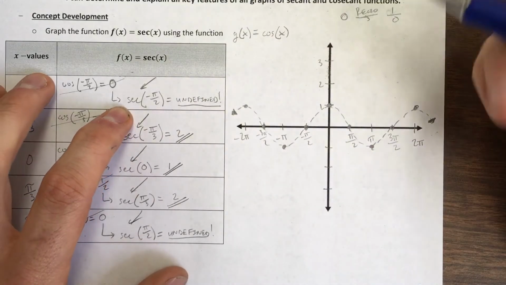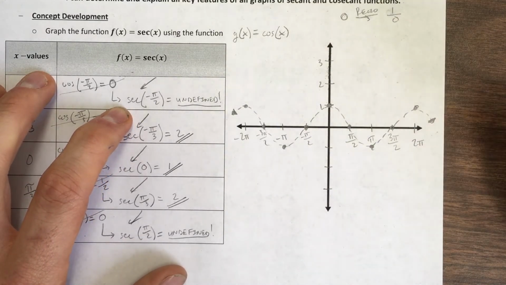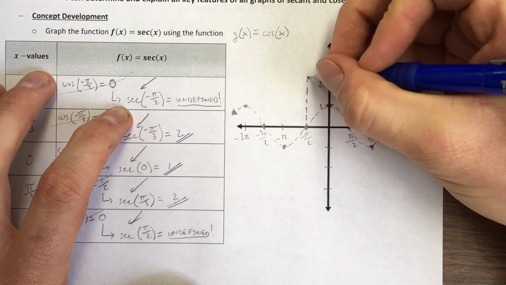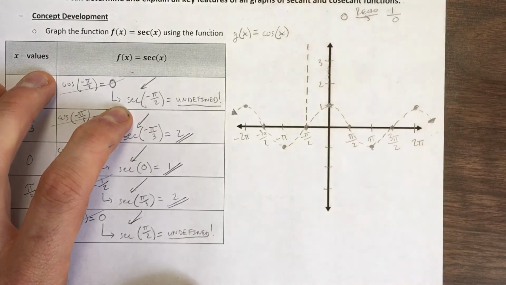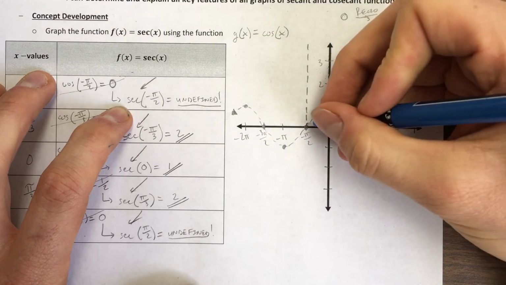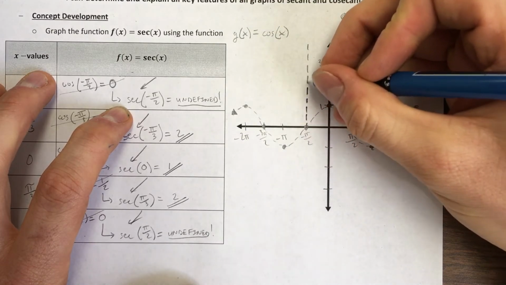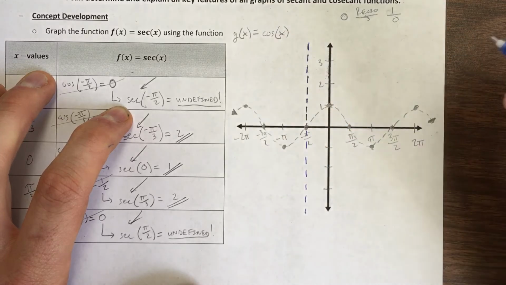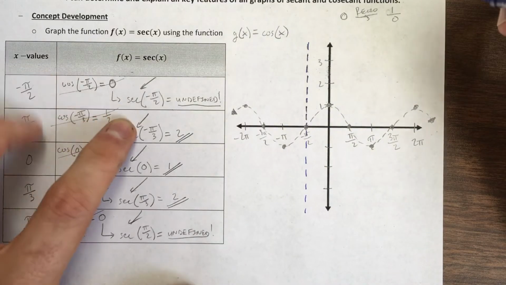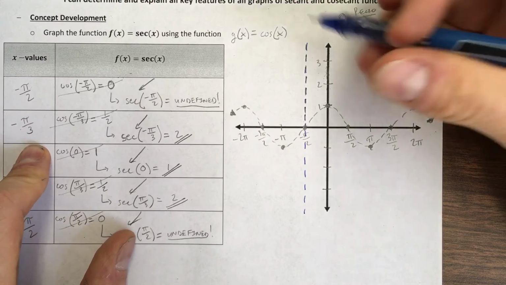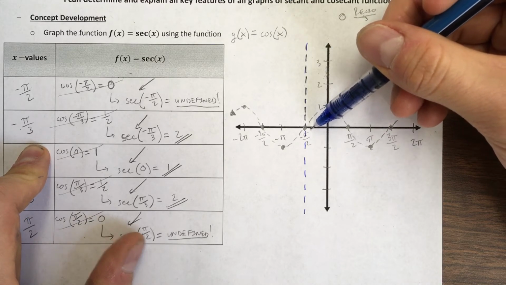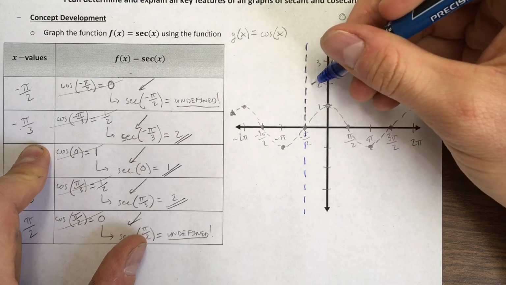Hopefully remember from tangent, if it's an undefined point, we can denote that by doing a vertical dotted line saying it's undefined here. In fact, I'm going to do this in blue because it is a different function than our parent function cosine. Now, negative pi over 3. Negative pi over 3 is going to be close to negative pi over 2, but not quite. So around here, and its value is going to be 2.